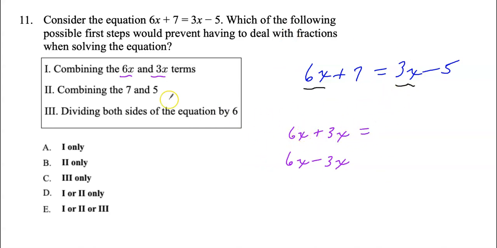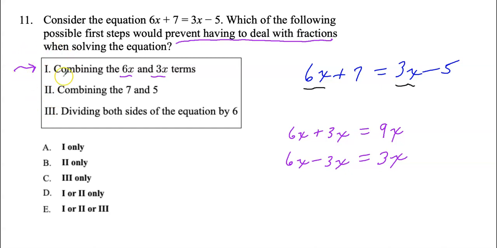So if we were to combine these, combining means to add or subtract like terms. So it's one way to look at it. 6x plus 3x is 9x, and 6x minus 3x is 3x. Are there any fractions when we combine these two terms? No, there's no fractions. So I know that one, now careful there, it says which of the following possible first steps would prevent having to deal with fractions. So if I do step 1, it prevents me from dealing with fractions. So step 1 has to be part of my answer choice.